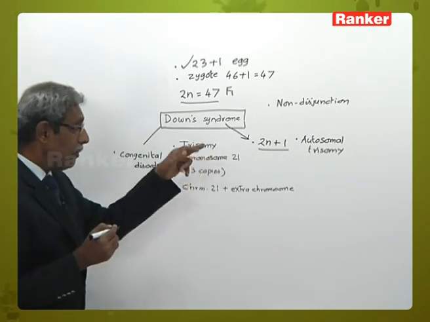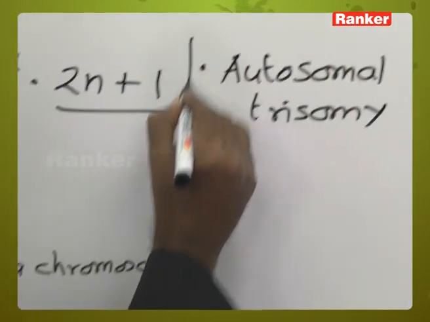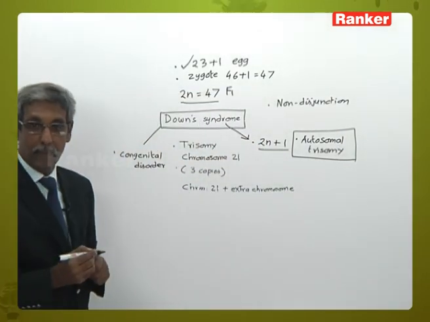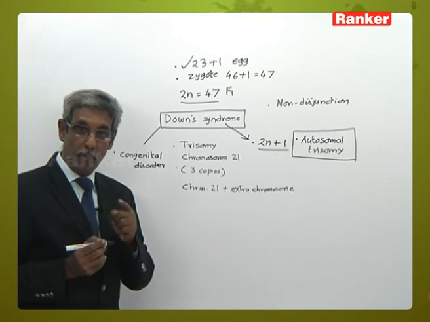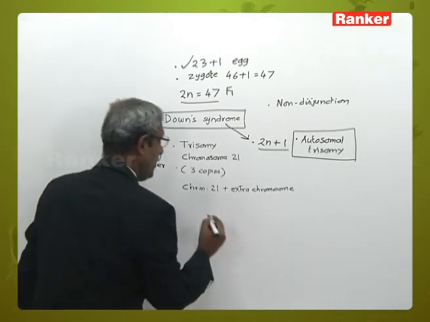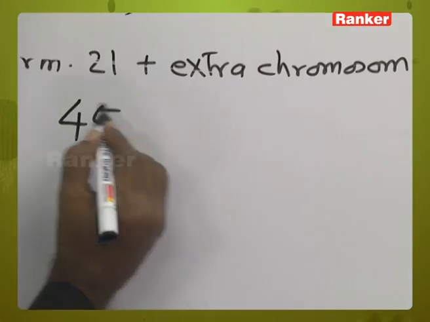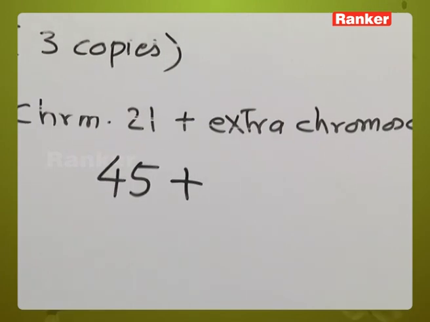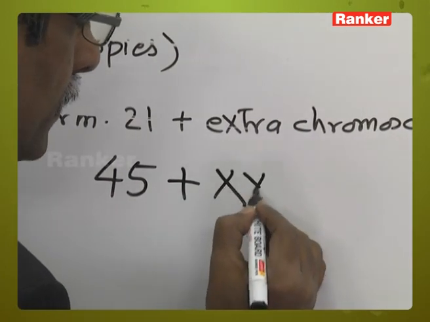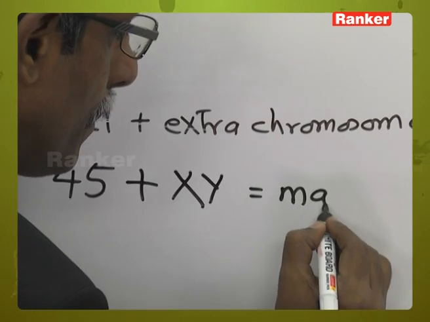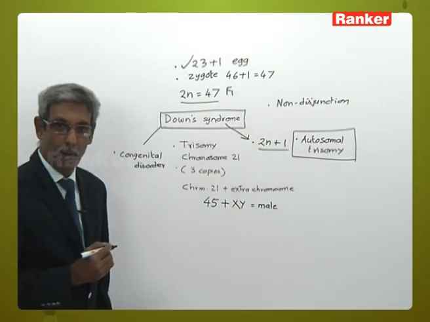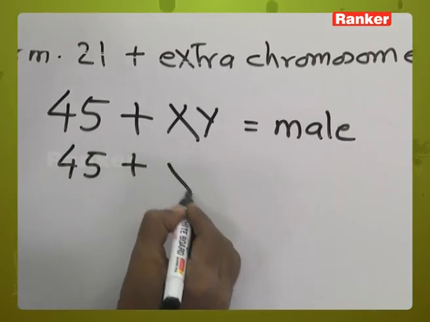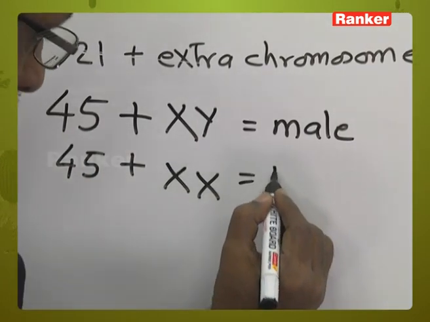Now, Down syndrome is an example of autosomal trisomy, and it can be exhibited in two important forms. It could be 45 plus XY, as it is seen in the male, or else it can be 45 plus XX, as it is seen in the female.